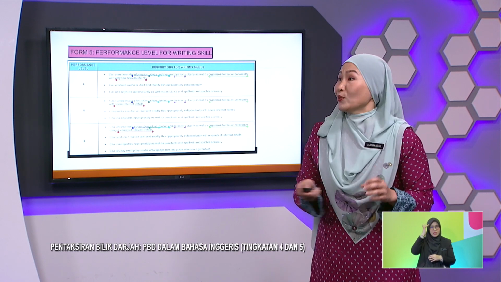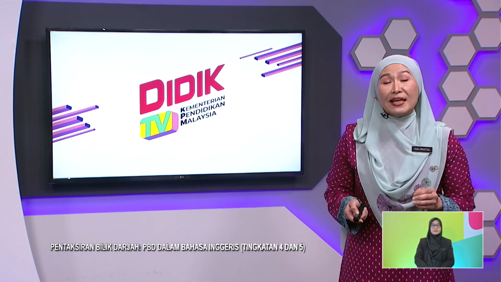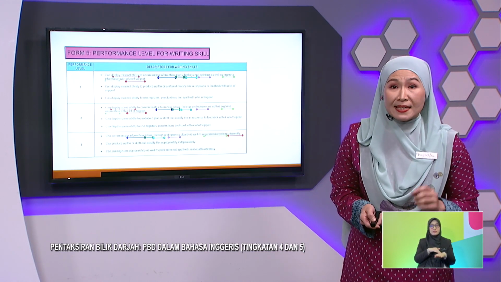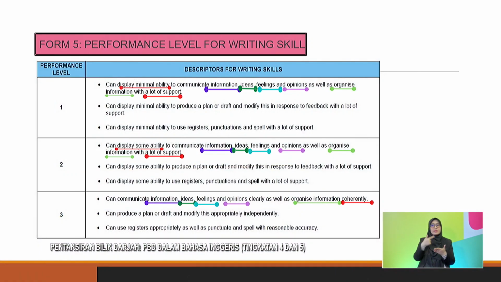I wouldn't say they don't know. Yeah, they're just not really sure. Okay, so let's have a look at the TPs in detail, and they have already been highlighted to show the difference. Okay, so if I want to award a TP1, the pupil can display minimal ability, information, ideas, feelings and opinions, as well as organized information with a lot of support.